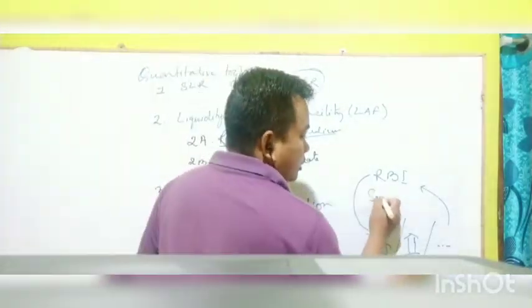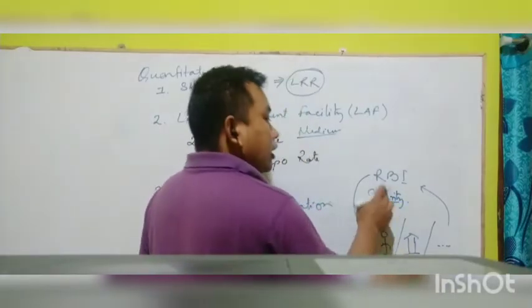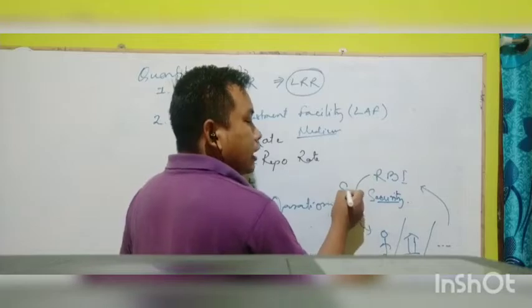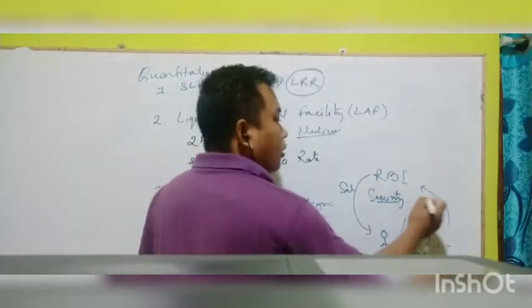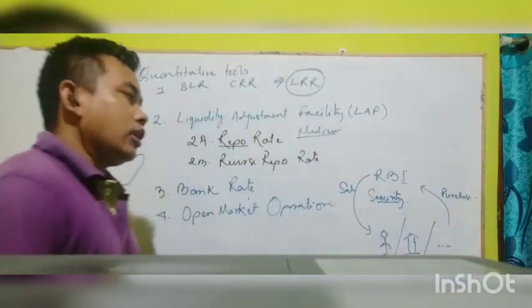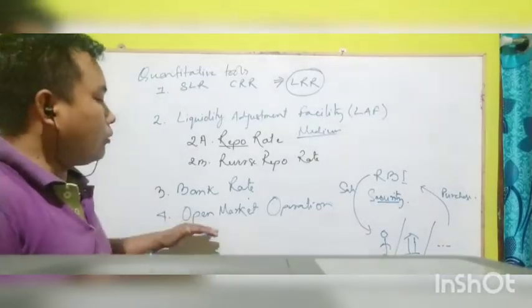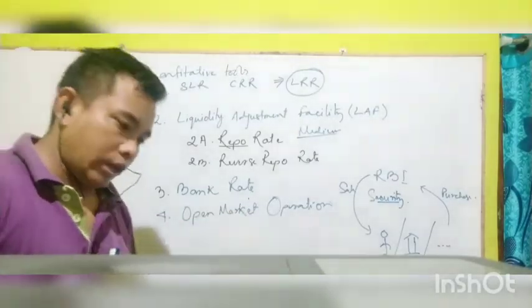See, if security is issued by the government, and if it is either sold by the government or purchased by RBI, then buying and selling of government security by RBI is known as open market operation, OMO.